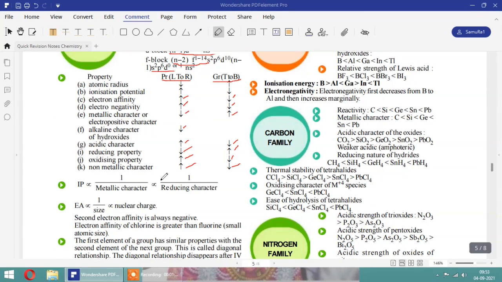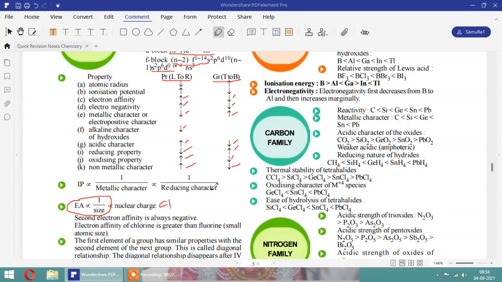Ionization potential is inversely proportional to metallic character and it is inversely proportional to reducing character. Ionization potential is directly proportional to oxidizing character. Just remember this one. Electron affinity is inversely proportional to size of the atom and directly proportional to nuclear charge. Electron affinity is greatest for chlorine in the periodic table.